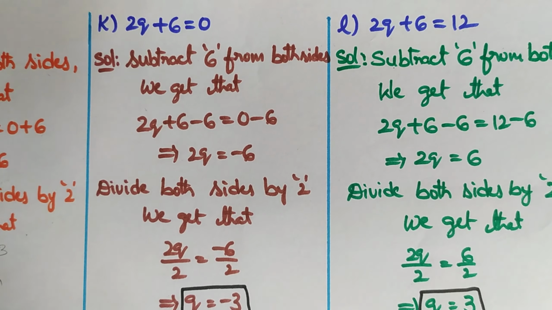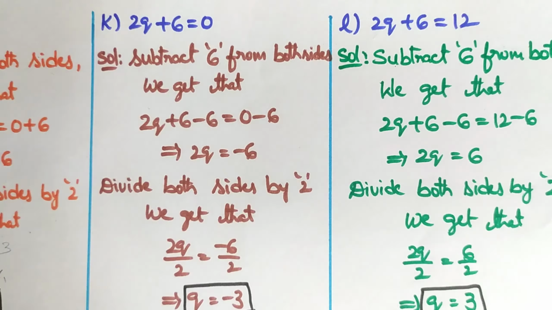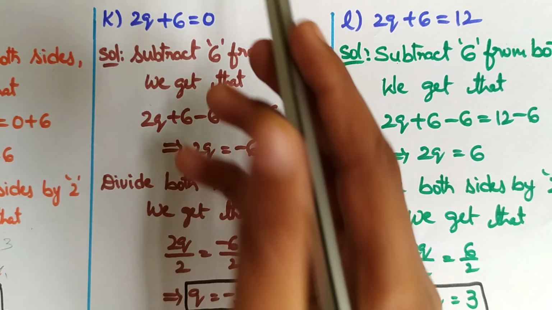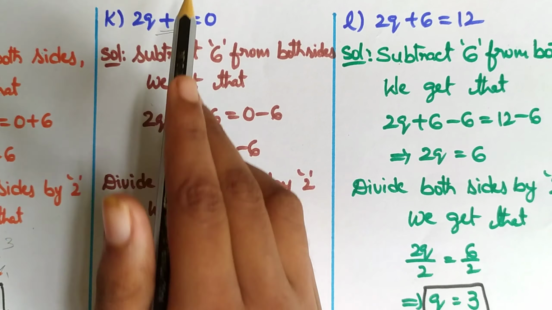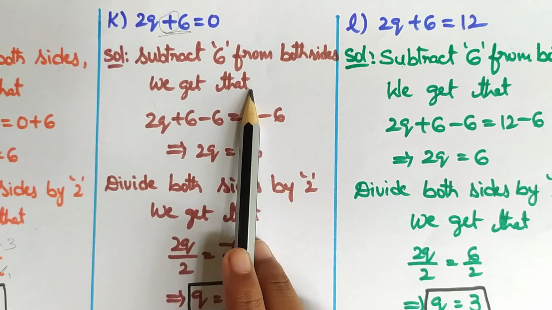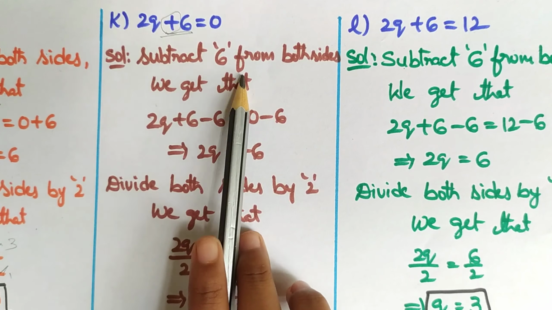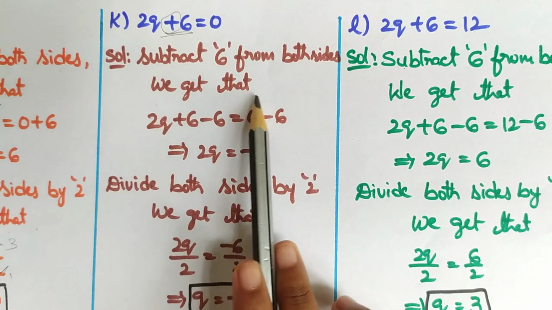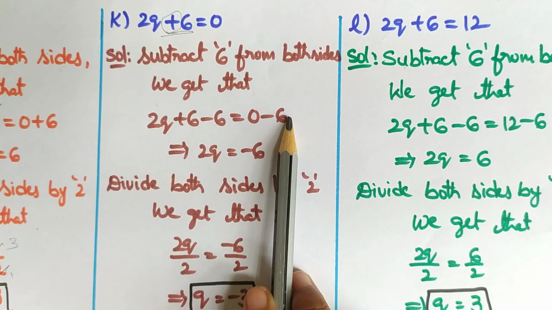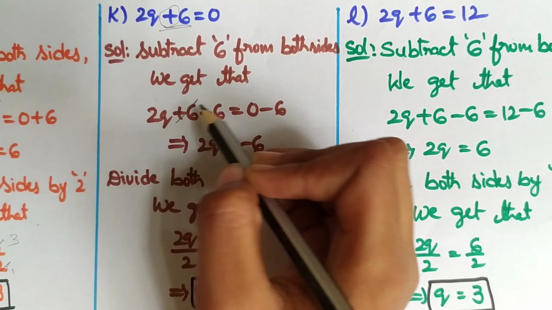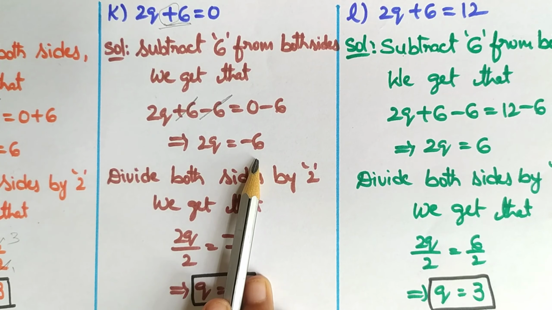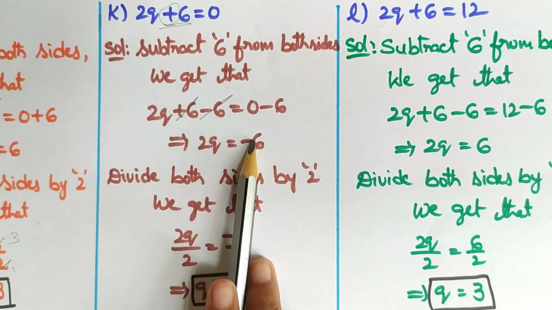Okay friends, now let us see K bit, that is 2q plus 6 is equal to 0. Now in 2q plus 6 is equal to 0, here it is plus 6, so we do minus. So subtract 6 from both sides, we get that 2q plus 6 minus 6 is equal to 0 minus 6. Here plus 6 minus 6 get cancelled. So 2q is equal to 0 minus 6, which is minus 6.